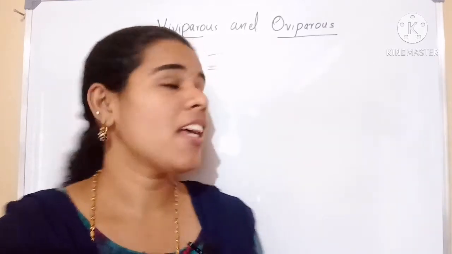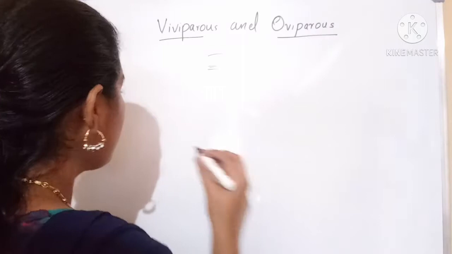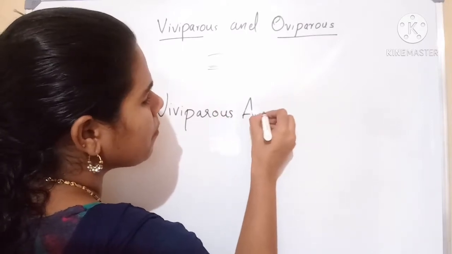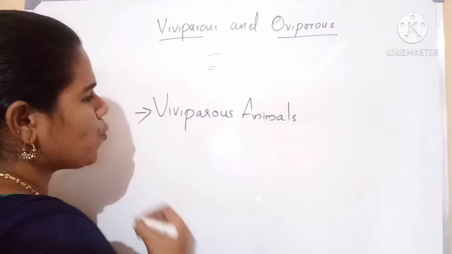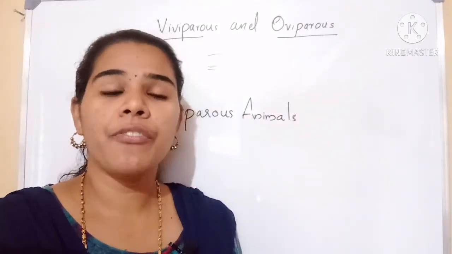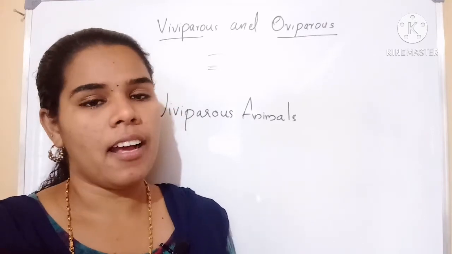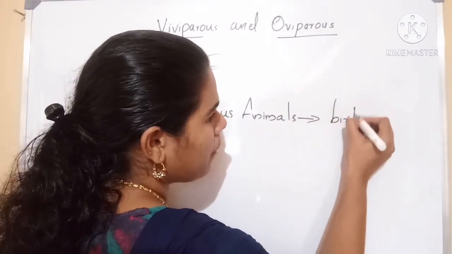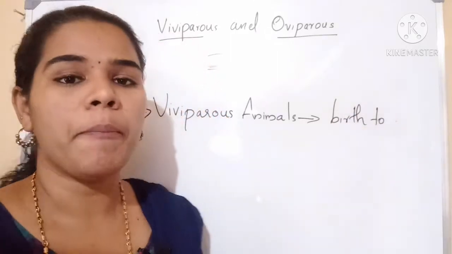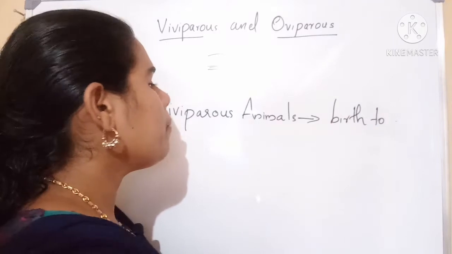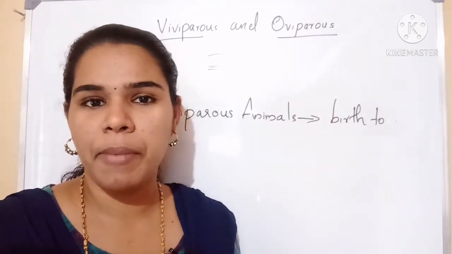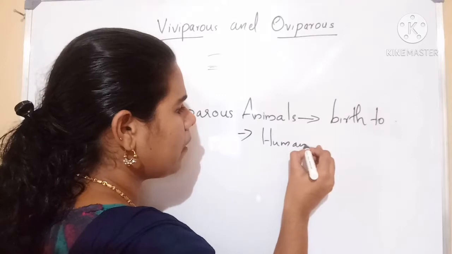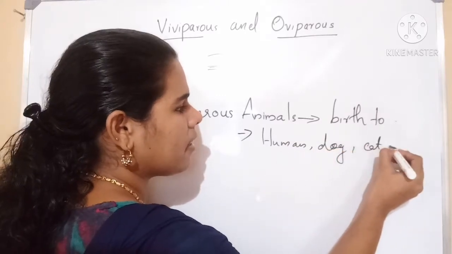The first one is viviparous animals. Viviparous animals are the animals which give birth to young ones. So what are the examples of viviparous animals? It's very simple: human being, dog, cat, etc.